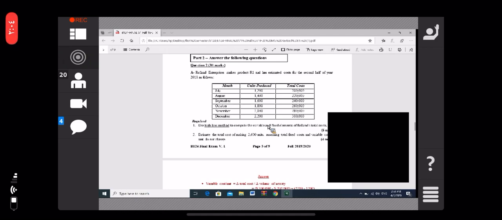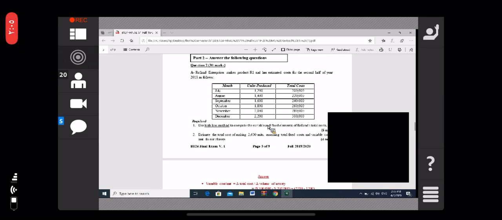It will be 300,000 minus 200,000, divided by 2,200 minus 1,200. So the result will be what?